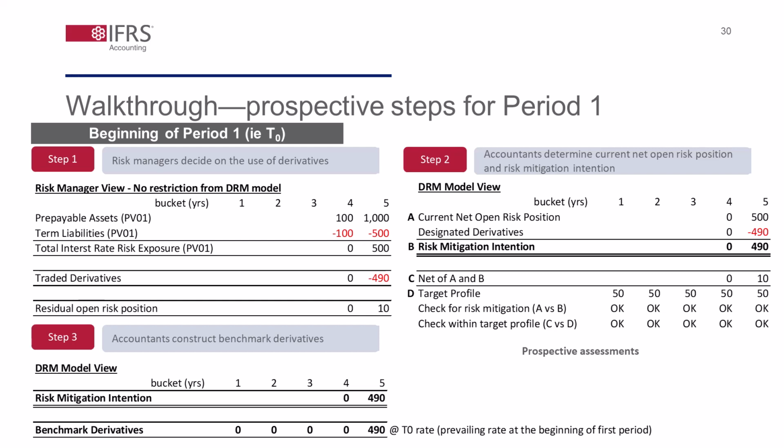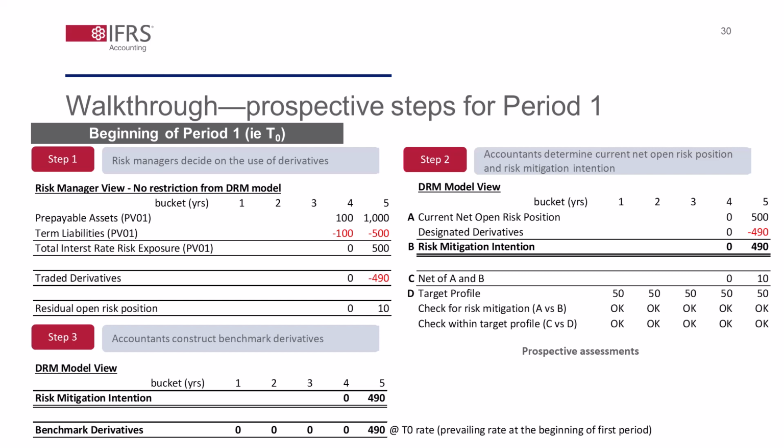Once the derivatives are traded for risk management purpose, the information feeds through the systems and accountants will start to apply the DRM model. In step 2, accountants first calculate the current net open risk position based on the underlying eligible items in the DRM model. This would be the same as the total interest rate risk exposure excluding derivatives as seen by the risk managers in step 1, unless the risk managers also manages risks that are ineligible for the DRM model.